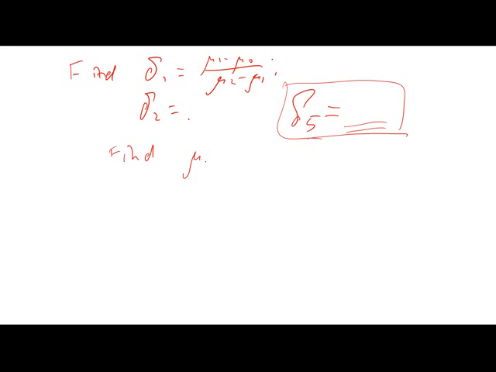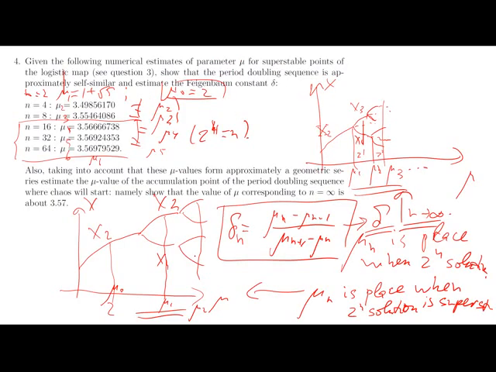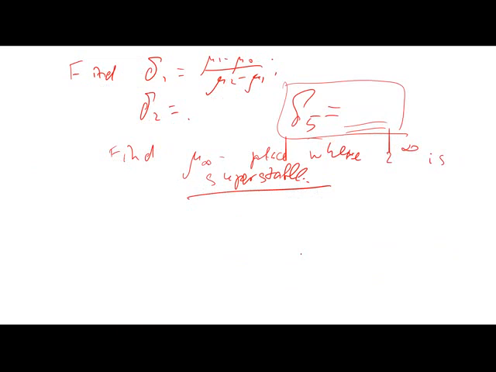mu infinity, the place where the 2 to the power of infinity solution is super stable. So in terms of this superstability, it's like this, but then the distance between the place where it becomes super stable and the place where it appears is probably 0. So you can consider it as 0. So here, chaos. So that's how you get chaos.